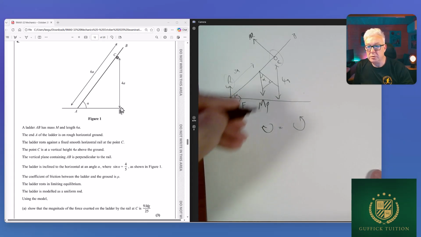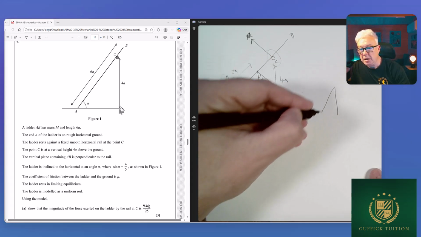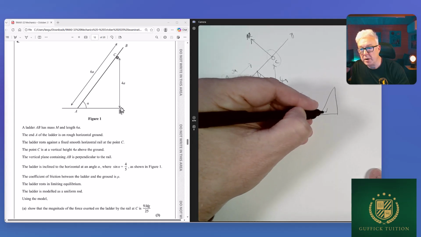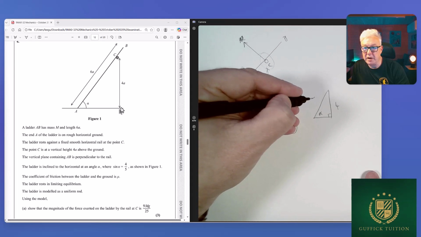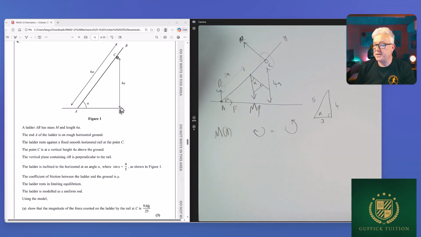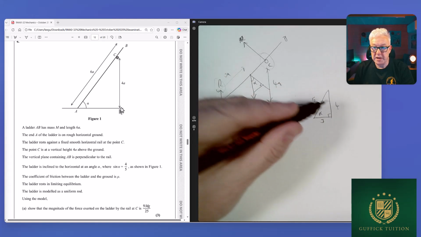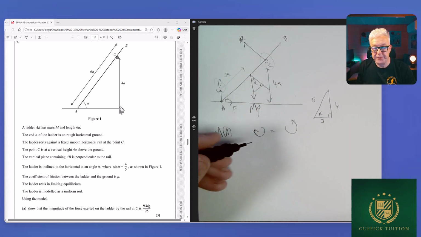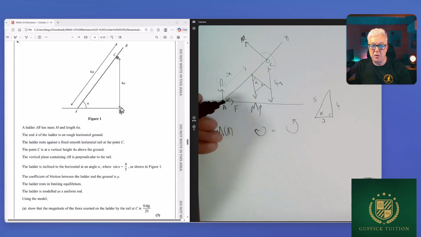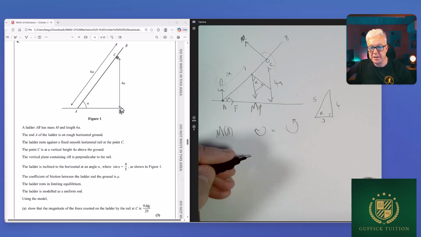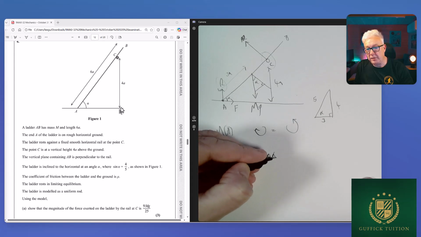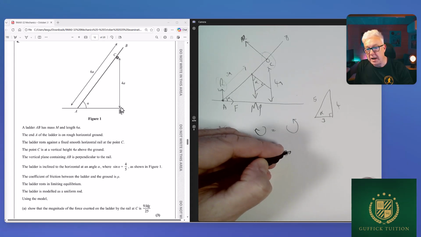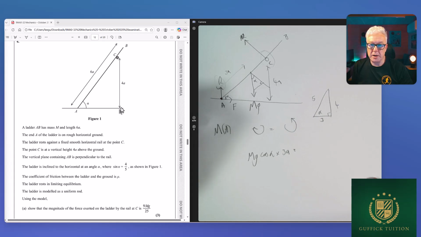Let's get a sketch going in order to work out what's going on here. We're told that sine alpha is 4/5, and sine is opposite over hypotenuse. It's just another way of saying that we've basically got a Pythagorean triple. Opposite over hypotenuse is 4/5, therefore this side must be 3. So taking moments about A, our clockwise turning moment is going to be mg times cos alpha times 3a.